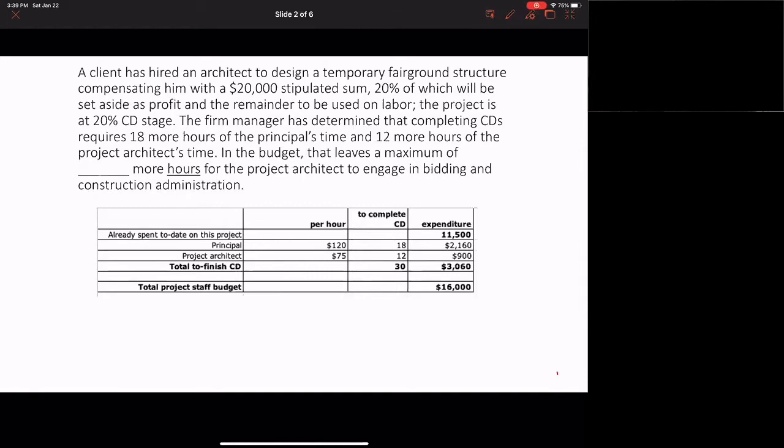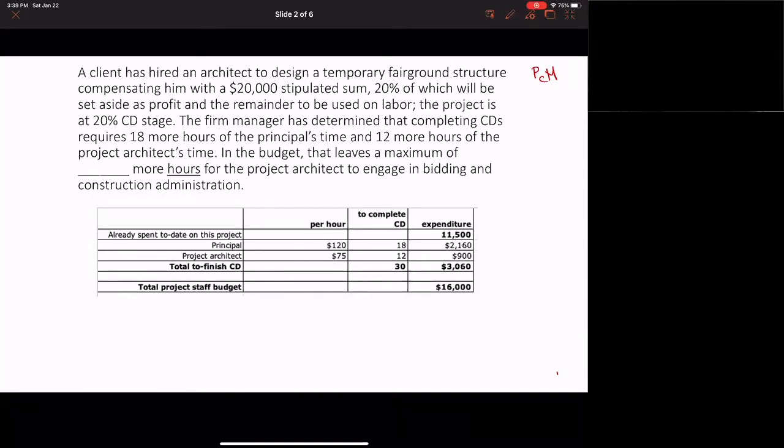So what we have here is that a client has hired an architect to design a temporary fairground structure, compensating him at $20,000 stipulated sum. Now, stipulated sum means lump sum. And this is our PcM. We're going to move through from beginning to end. So we're starting with a PcM question. We'll go to PcM and so forth.